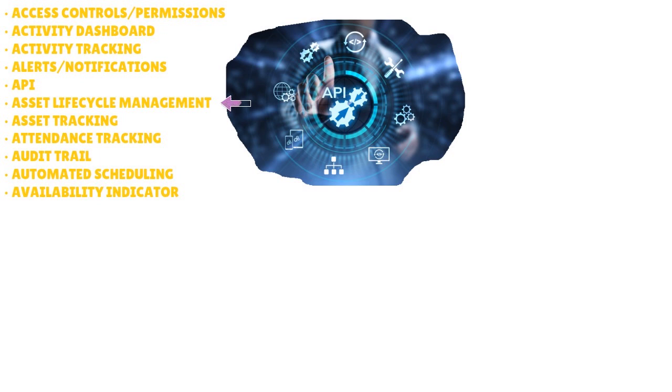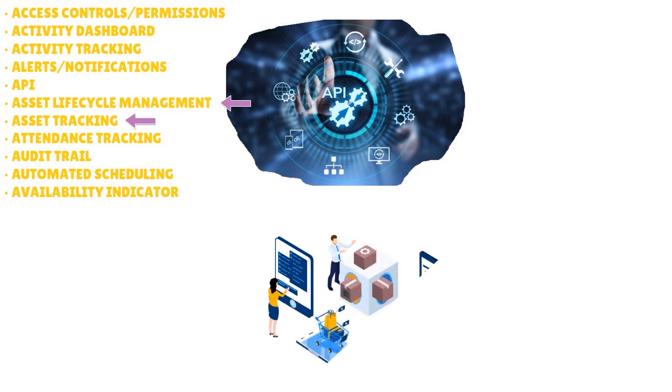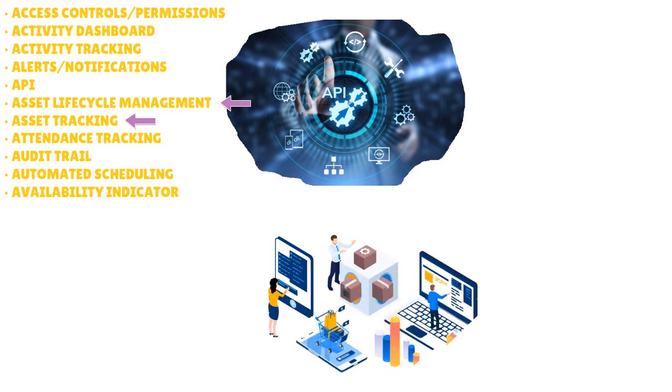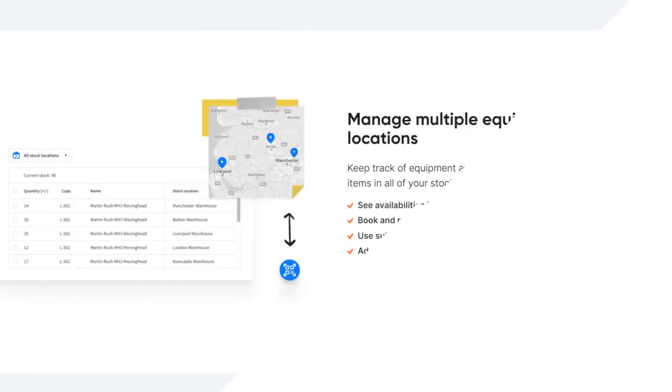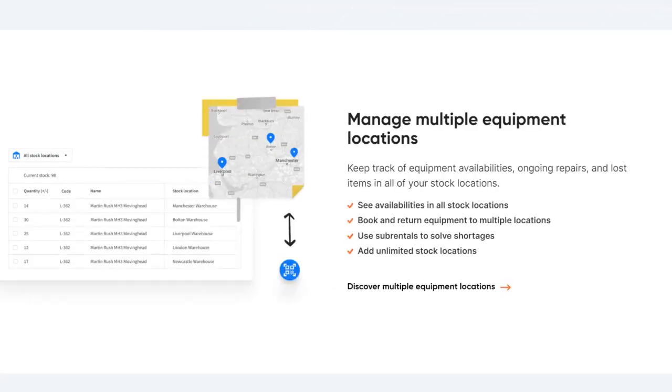You also have asset lifecycle management. You have asset tracking. So asset tracking is kind of important in terms of helping you develop a better understanding of your inventory. You have attendance tracking. You have audit trail. You have automated scheduling. You have availability indicators. So that's kind of important when you think about it that way. And that's going to help you actually develop a certain level of understanding.